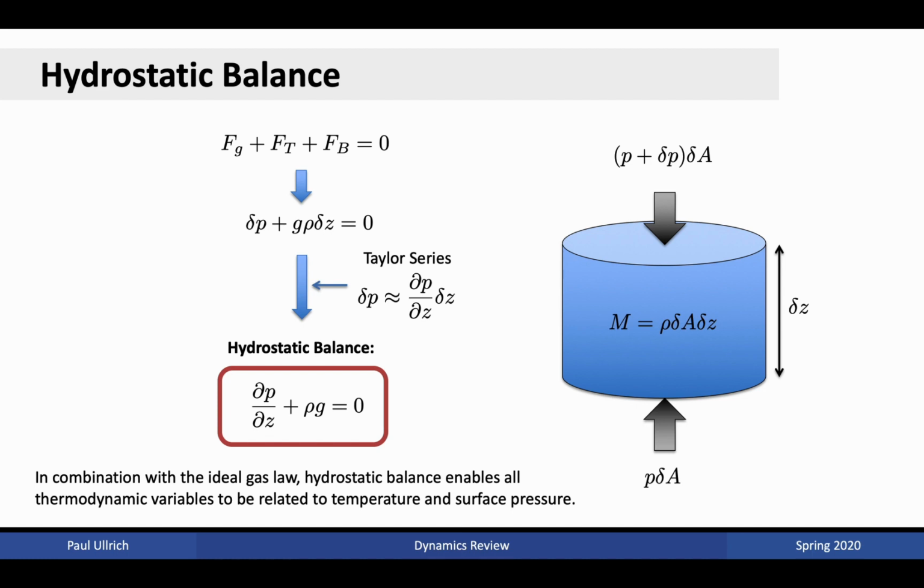In combination with the ideal gas law, which relates density, pressure, and temperature, hydrostatic balance actually enables all the thermodynamic variables to be specified purely in terms of the vertical temperature profile and a single constant associated with surface pressure.